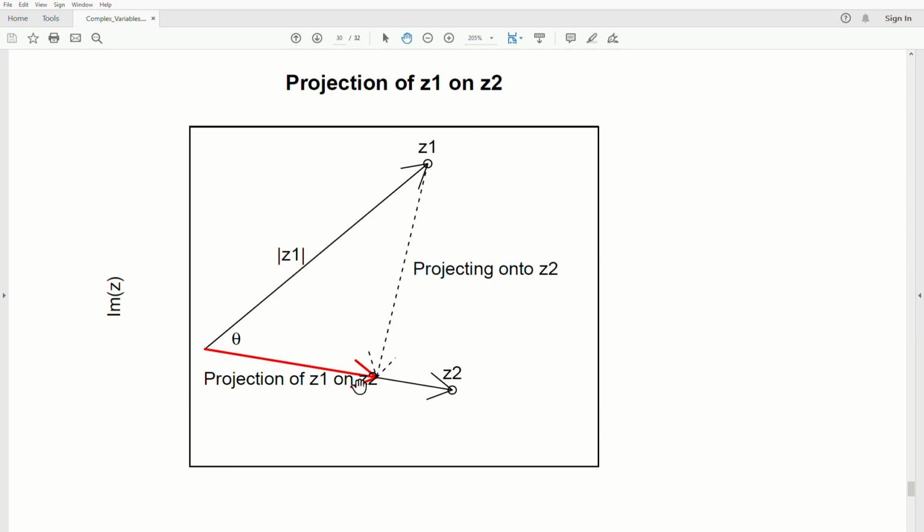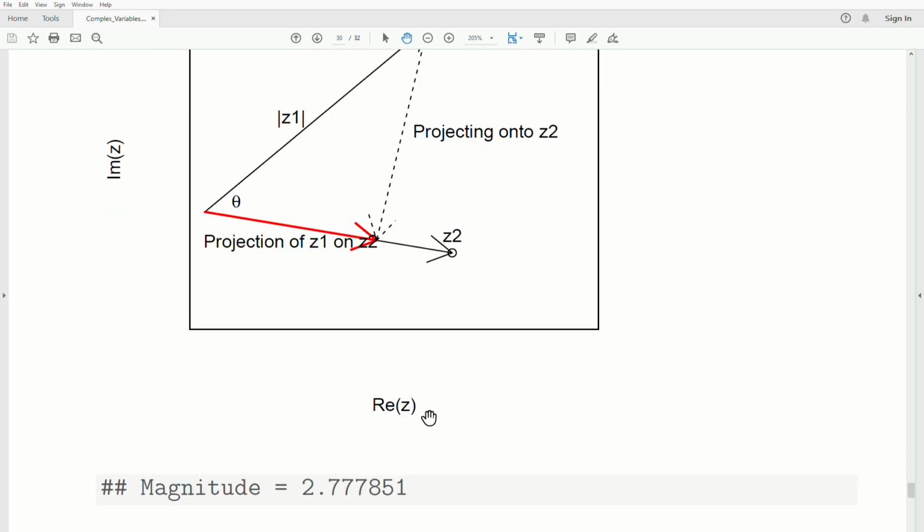Now, if we wanted to find the length of this red vector, the projection, we know the angle between Z1 and Z2, and we know the modulus of Z1. So if we take the cosine of theta, that's this length over the modulus, so you can back solve for the length of that red vector.